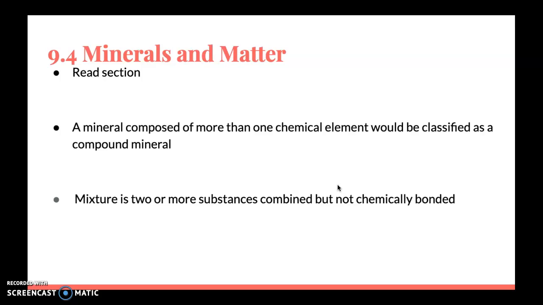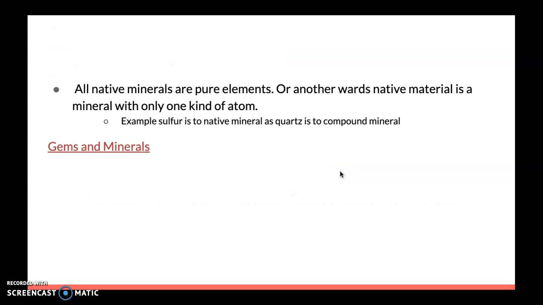A mixture is two or more substances combined but not chemically bonded. And then all native minerals are pure elements. In other words, a native mineral is a mineral with only one kind of atom. So in class we talked about how platinum, copper, diamond, gold, and silver are only one kind of element. So those would be our native minerals. An example was: sulfur is to native mineral as quartz is to compound mineral, because sulfur is a native mineral and quartz is a compound.